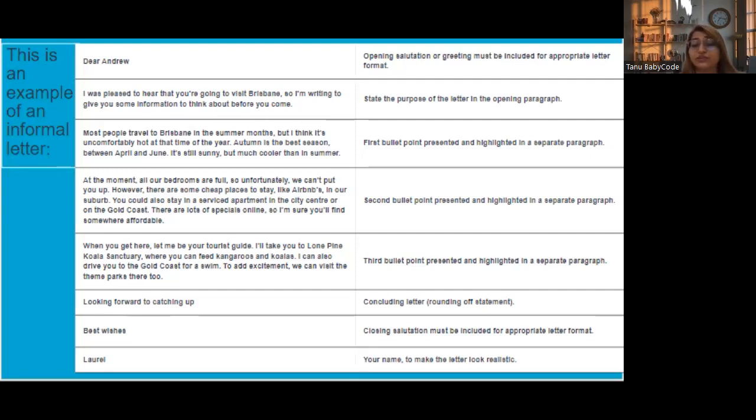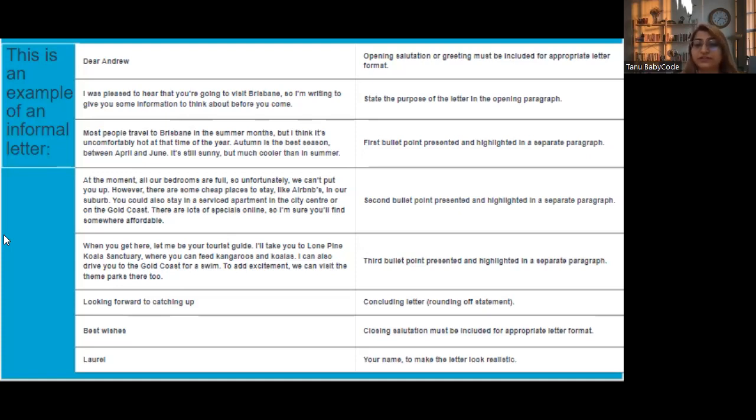At the moment, because there were two types of accommodation, at the moment all our bedrooms are full, so unfortunately we can't put you up. However, there are some cheap places to stay like Airbnbs in our suburb. You could also stay in a serviced apartment in the city center or on the Gold Coast. There are lots of specials online, so I'm sure you will find somewhere affordable.